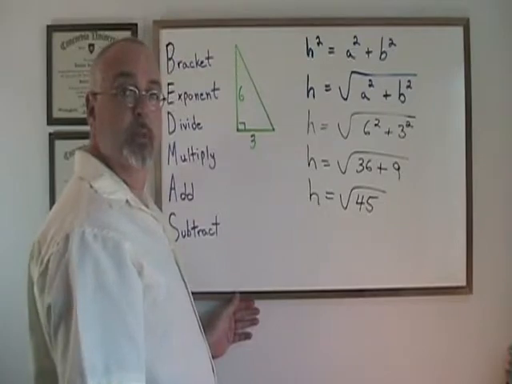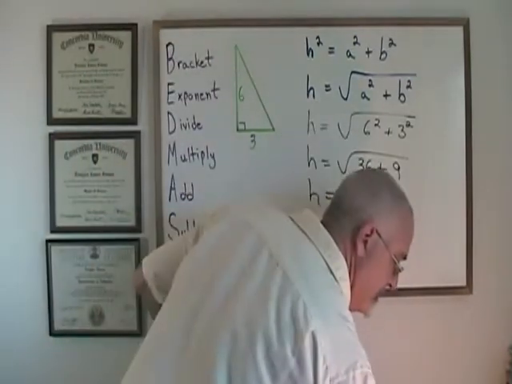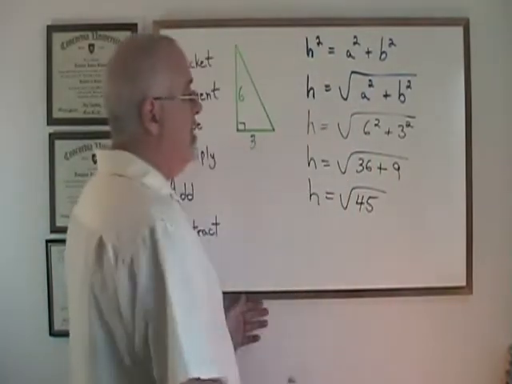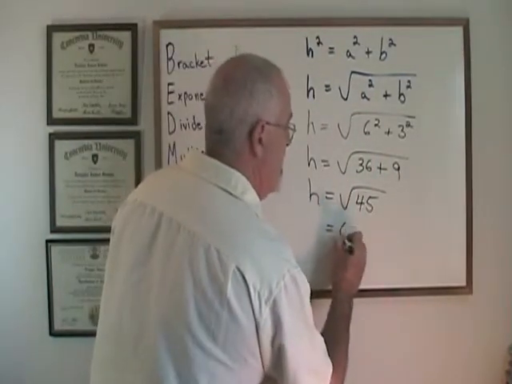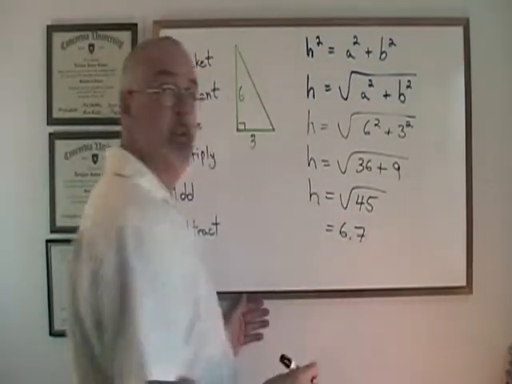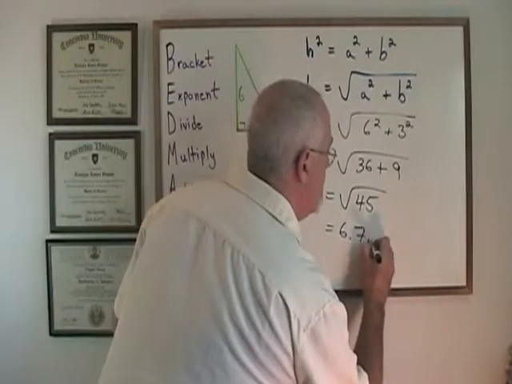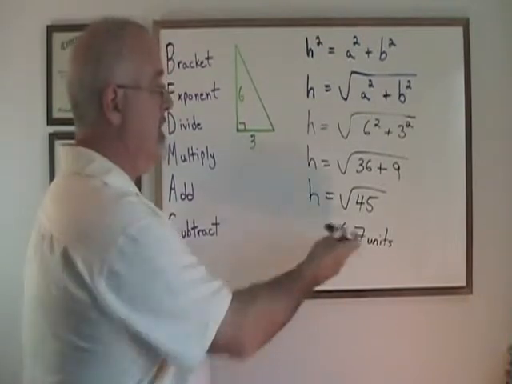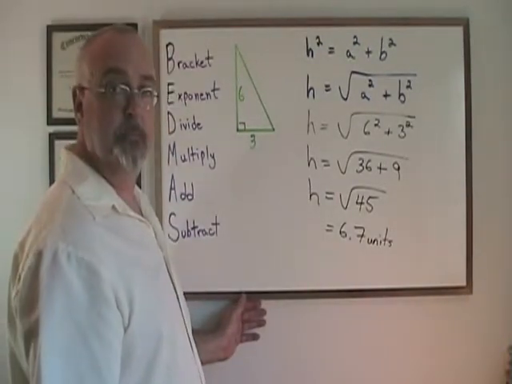My hypotenuse is the square root of 45, which is 6.7, if I round to the nearest tenth, units in length. No unit was given in the question, so I use the word units as my unit.